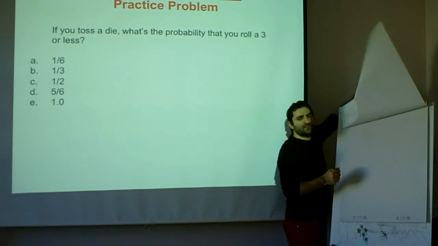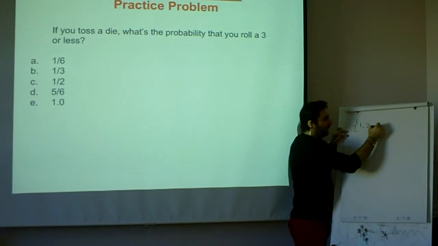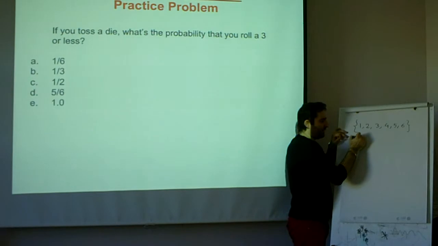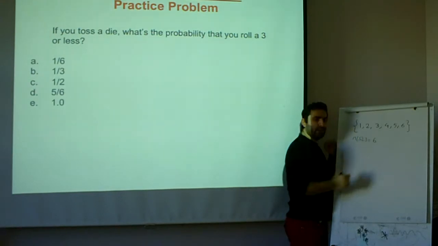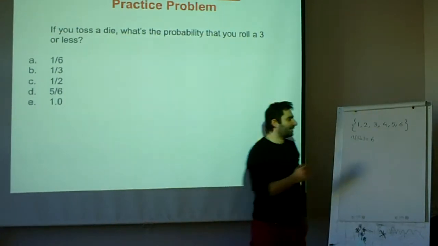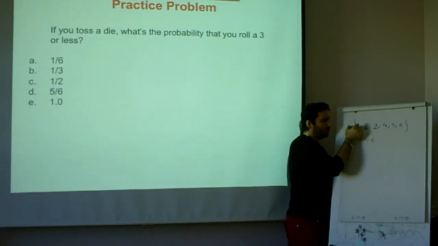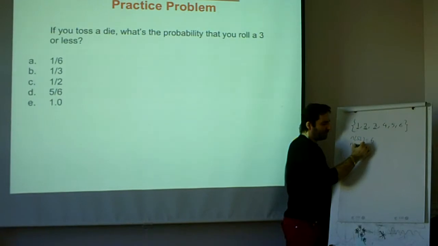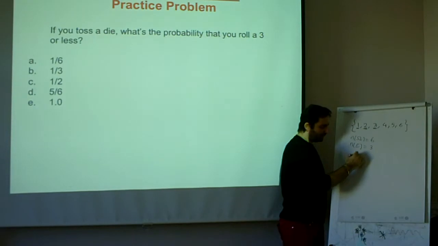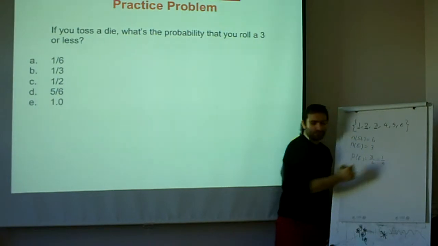What are the outcomes if you have a die? 1, 2, 3, 4, 5, 6. So n of omega is 6. The question says the number that I want to see is 3 or less than 3, which means 3, 2, or 1. So what is the number of elements in my event? 3. So the probability of this event is 1/2.